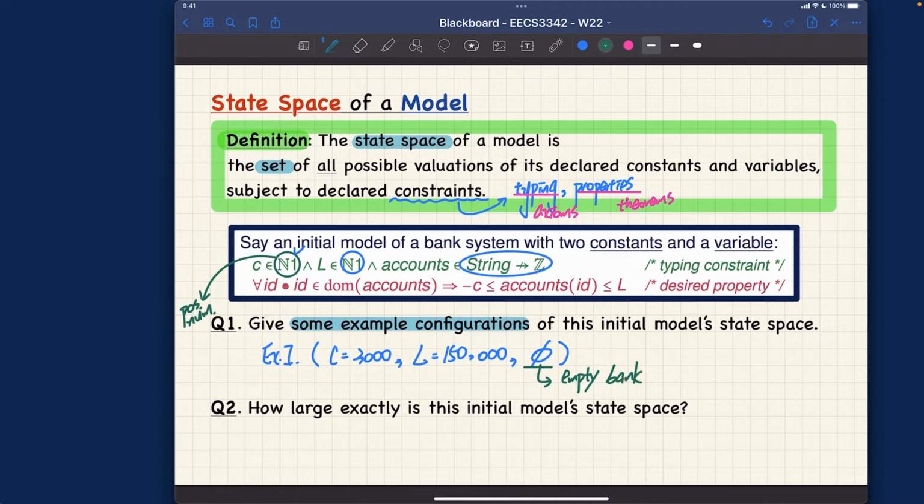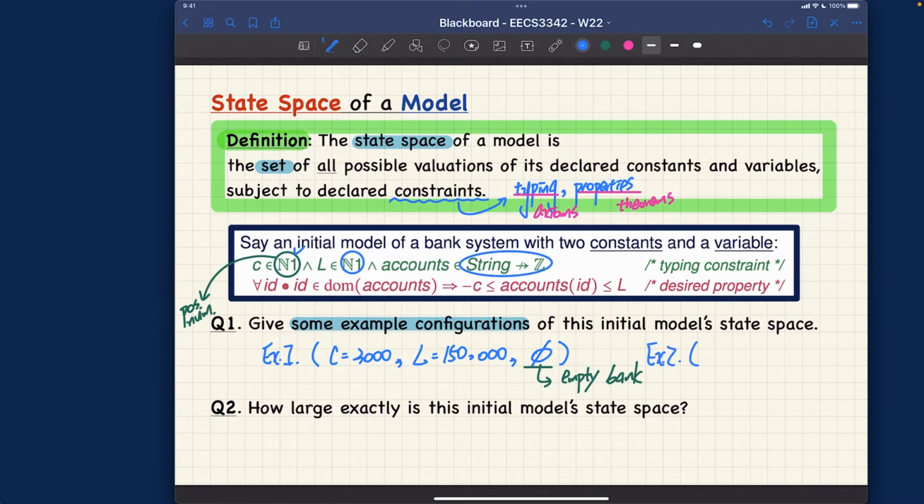Right? That's example one. And example one over here, we have to make sure this empty relation will actually satisfy this cover. Indeed, it will satisfy, because you just cannot find any witness that will violate it. That's example number one. Let's give another example where the bank is not empty. All right, so we can do example number two.